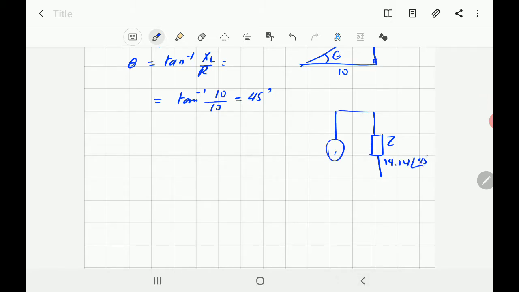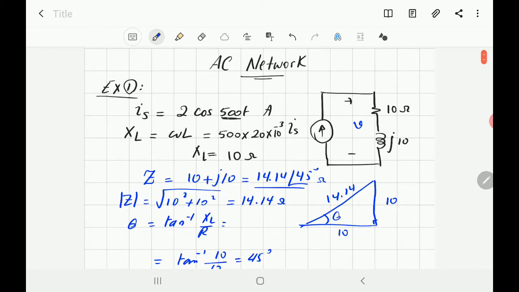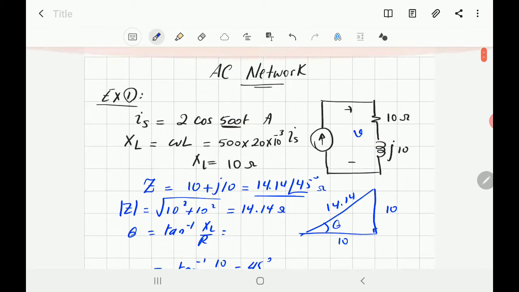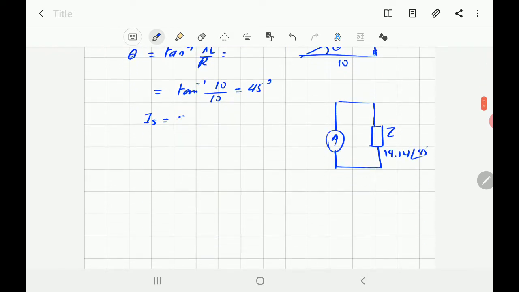And you have a current source, which is equal to 2 cosine 500t. You can say now the current of the source is equal to 2 ampere on angle 0. There's no phase shift. So that's the current IS. So now the voltage across Z, just multiply I times Z. So the voltage should be equal to Z times IS.